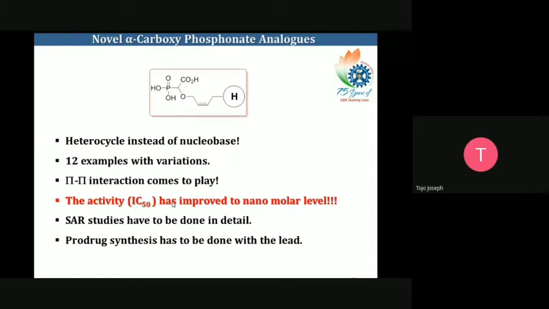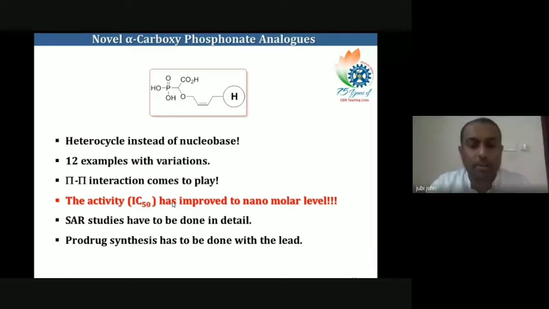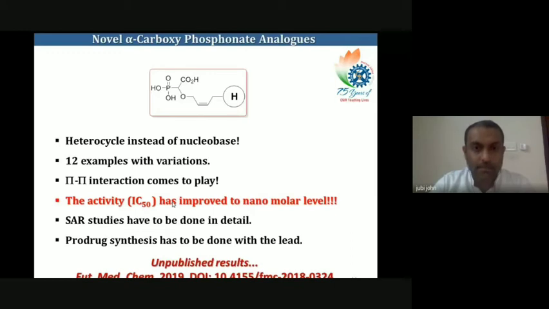Okay, it's okay. So what we have found is a molecule with activity which has progressed to nanomolar levels. We are very excited about this result. And now we are again doing structure activity relationship studies, and we have reached a stage where we can go for prodrug synthesis, and it can start in animal trials. This is being done here in India now, and these are unpublished results.